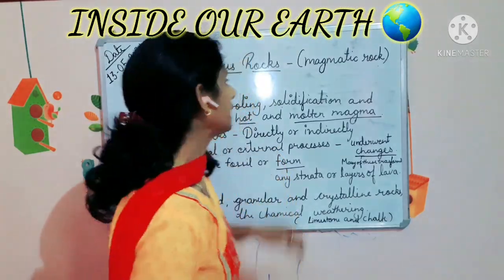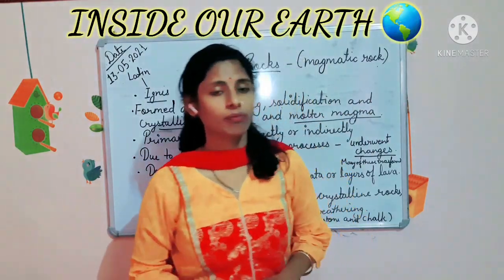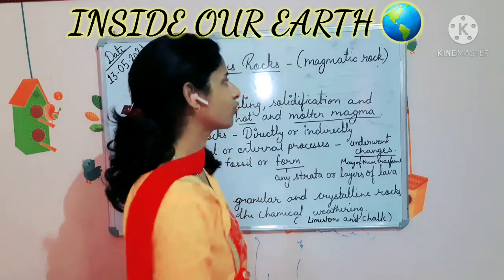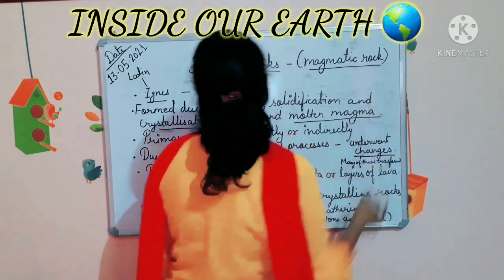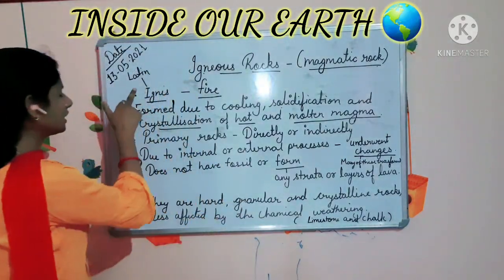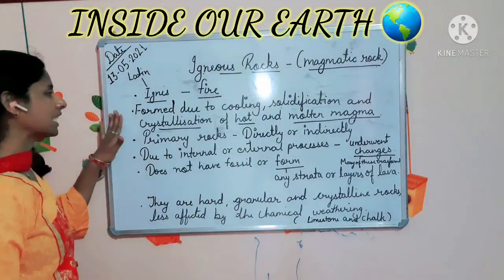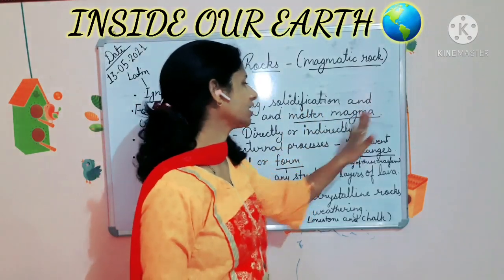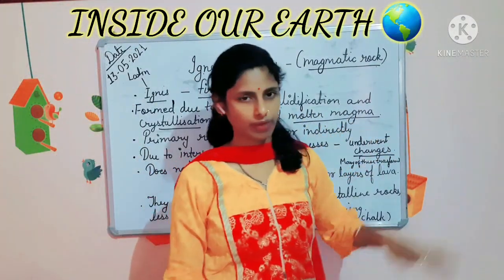Igneous rocks. Igneous rocks are also known as magmatic rocks. As these rocks are made from magma or lava, we call them magmatic rocks. The word igneous is derived from the Latin word ignis, which means fire. Igneous rocks are formed due to the cooling, solidification and crystallization of hot and molten magma.